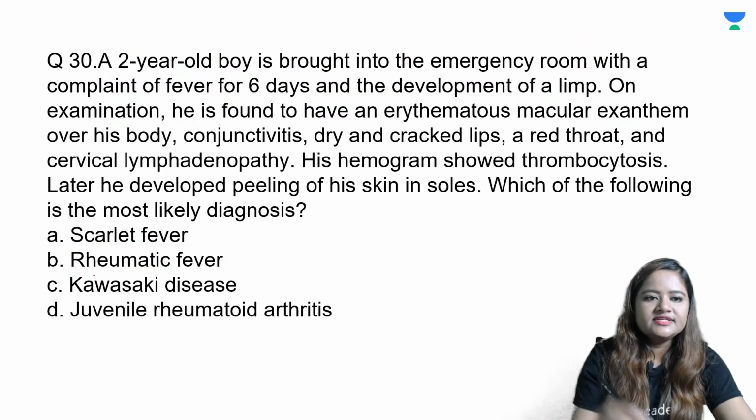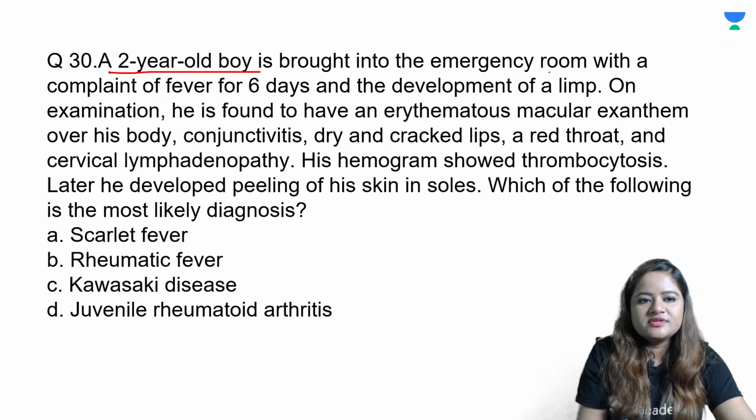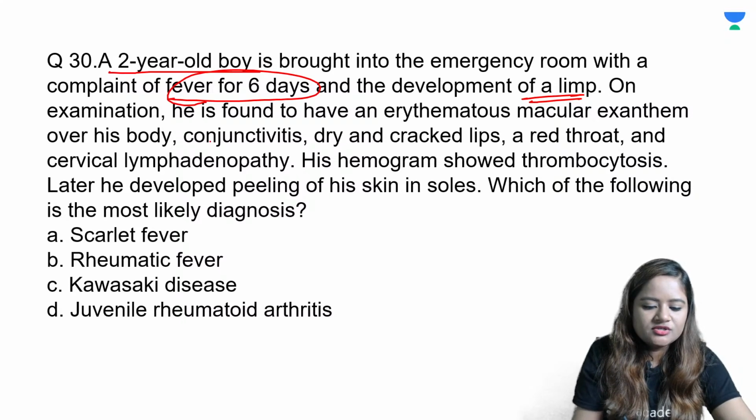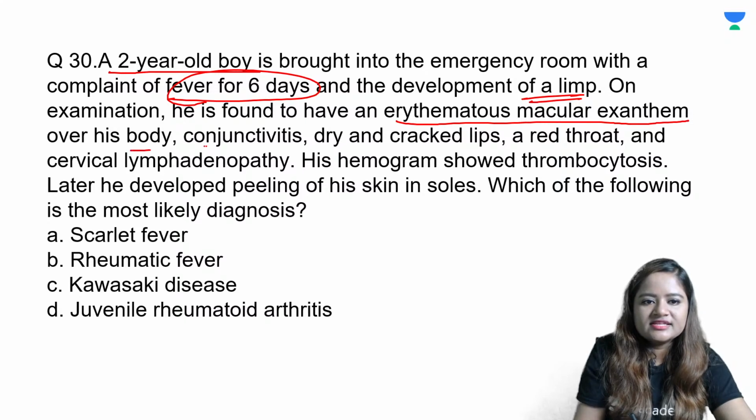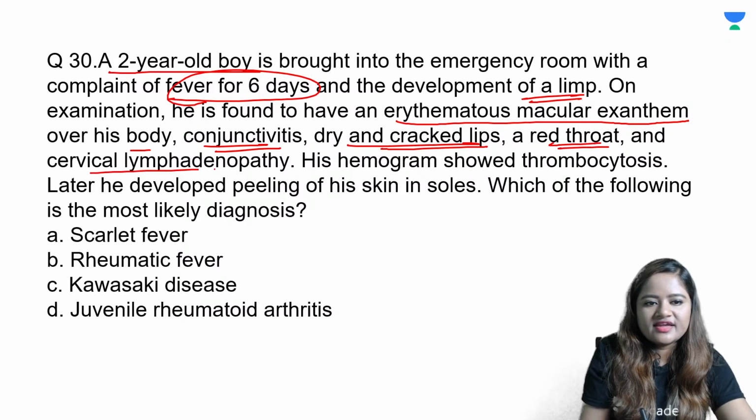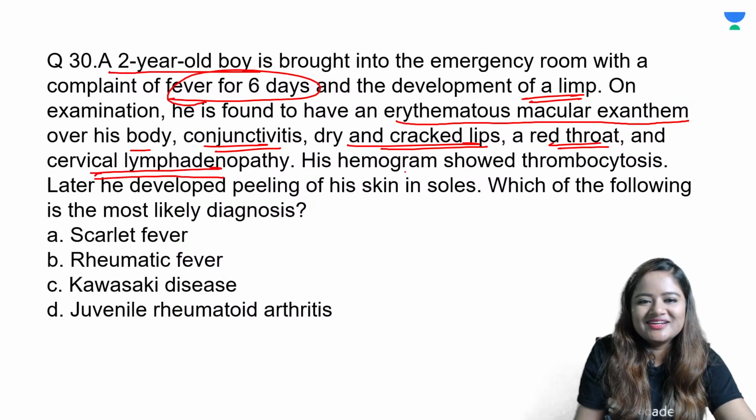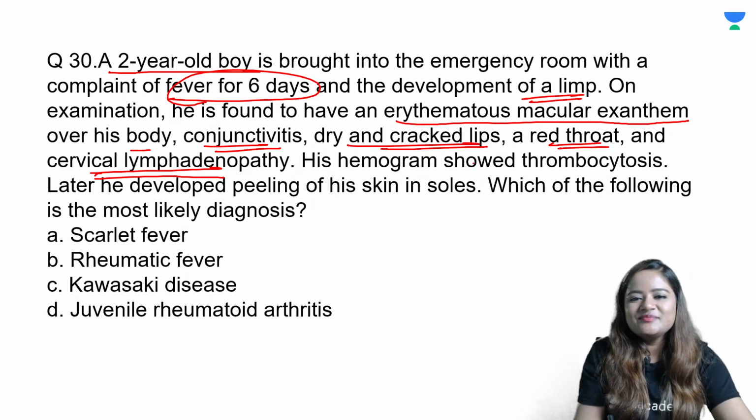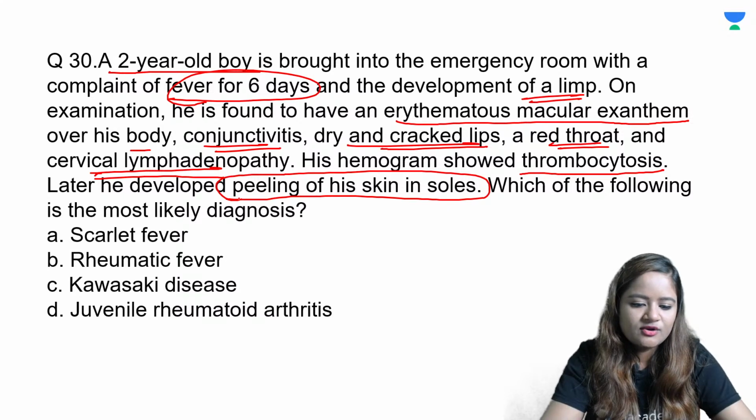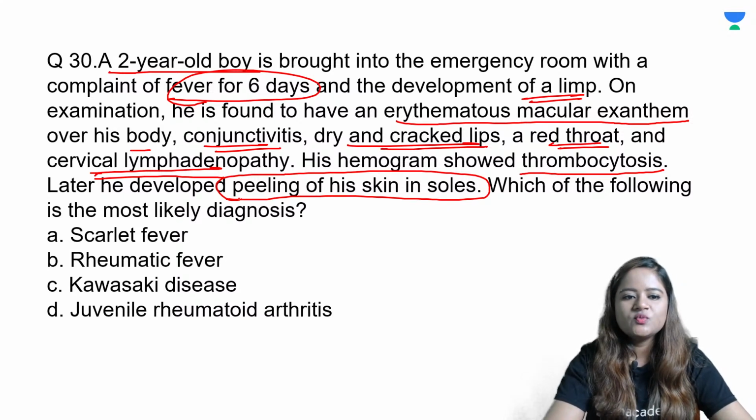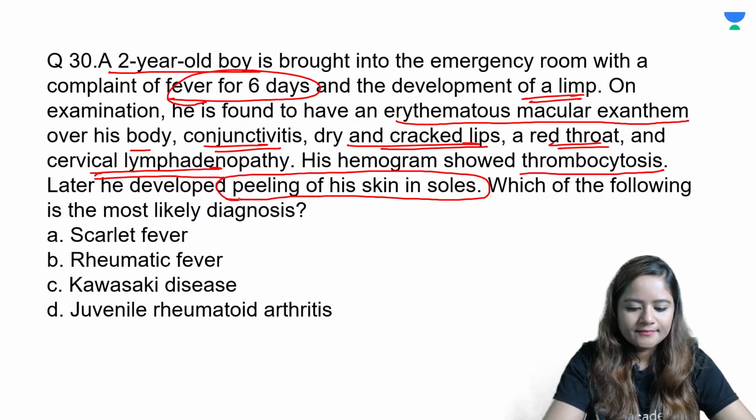Okay. Question number 30. There's a 2-year-old boy who's brought to the emergency room with complaints of fever for 6 days, development of a limp. On examination, you're seeing that he has got erythematous macular exanthum on his body. He has got conjunctivitis, he has got dry and cracked lips, there is red throat and also cervical lymphadenopathy. Too many clues to make you realize the question answer right now. His hemogram also shows thrombocytosis. Later on, he starts to develop peeling of the skin in the soles, which is the most likely diagnosis that we are talking about. So all of these fits into one classical clinical condition. What is it?